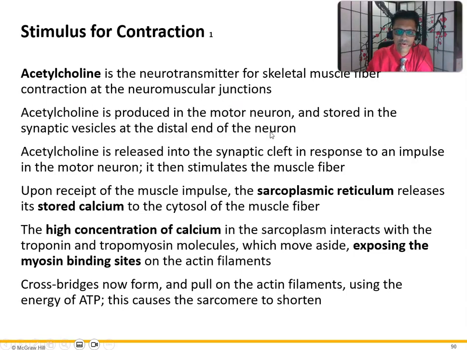Acetylcholine is produced in the motor neuron and stored in the synaptic vesicles at the distal end of the neuron. Acetylcholine is released into the synaptic cleft in response to an impulse in the motor neuron. It then stimulates the muscle fiber. So if you've heard of Botox, Botox will affect this step right here. If Botox is hindering the release of acetylcholine, then everything afterwards doesn't work. So then you see how Botox works.